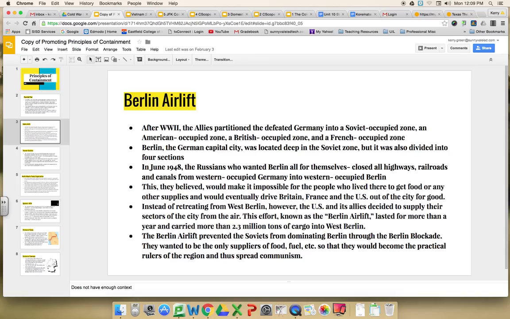So that's one of the interesting things about the Berlin Wall. This is the origin of the Berlin Wall, which we'll talk about a lot as we start moving towards the 1980s and that kind of thing.